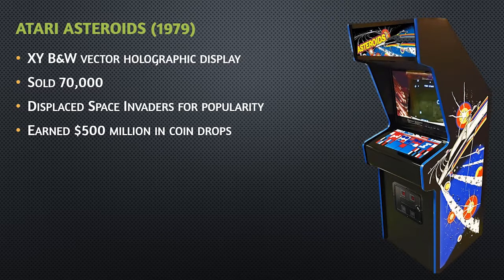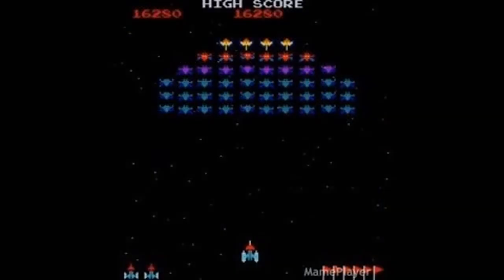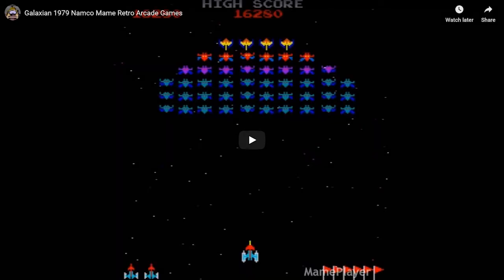Asteroids with Space Invaders displaced pinball machines. So all the way up until this point, you would go into an arcade, it'd be mostly pinball machines and then some arcade machines, video game machines. And at this point, people wanted to play the video game machines and they were less interested in the electromechanical pinball machines.